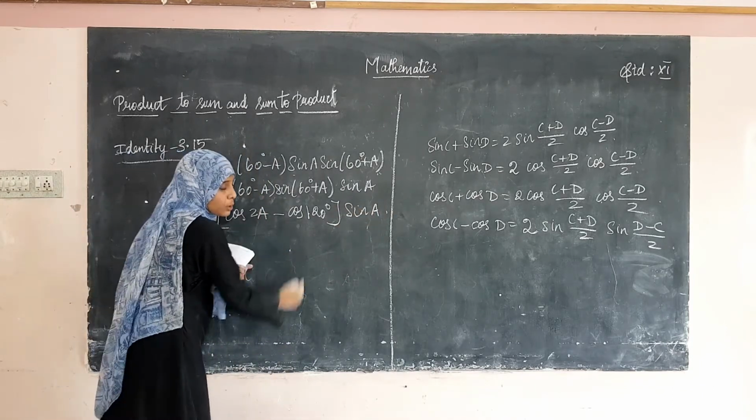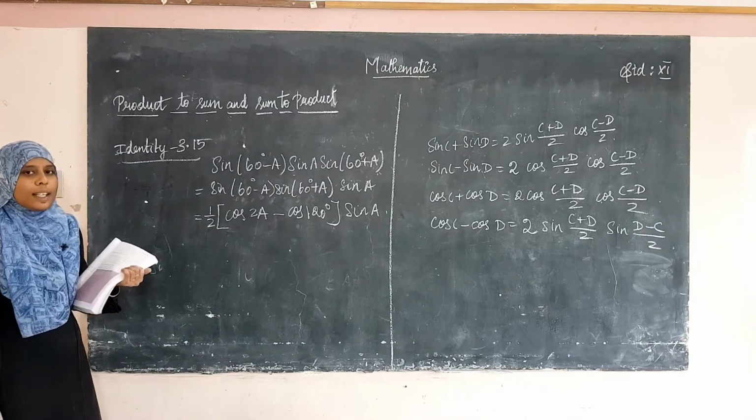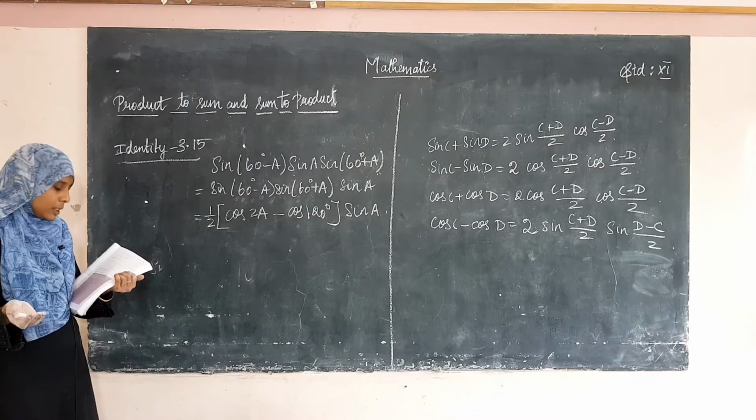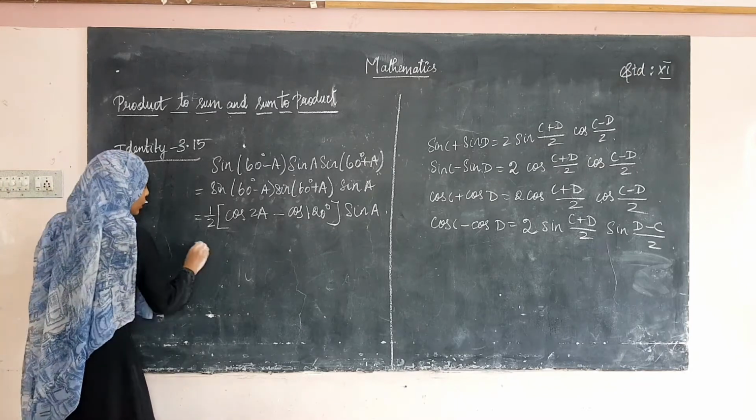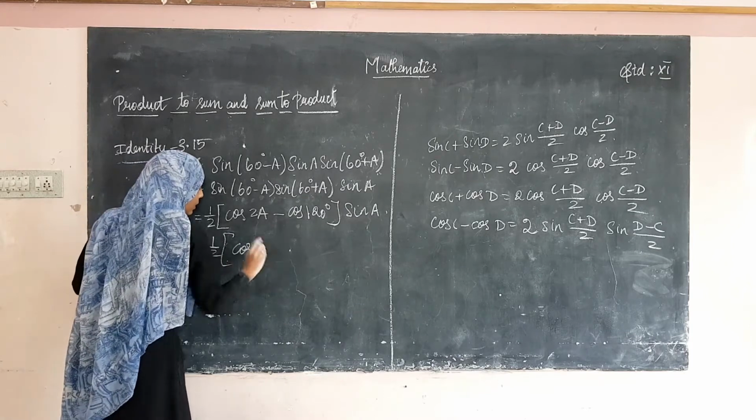Before that, what is cos 120 degree? That is cos 2 into 60 degree, right? So cos 2 into 60 degree. So you can write cos 60 degree. What's the value of cos 60 degree? It is 1 by 2. So 1 by 2 outside is there. Multiply the sin a outside, inside.